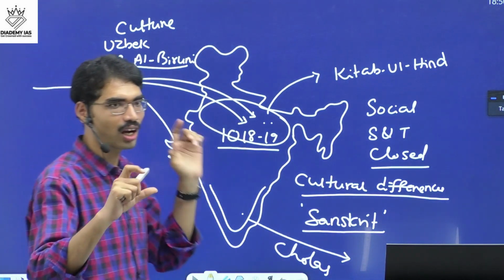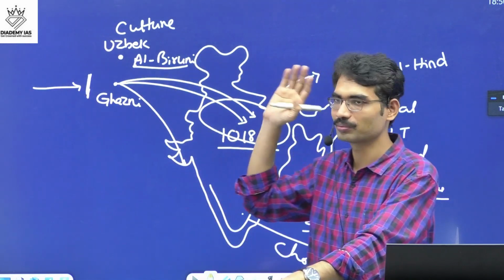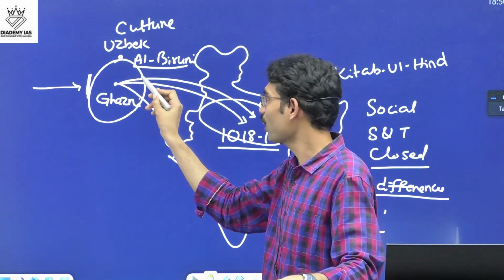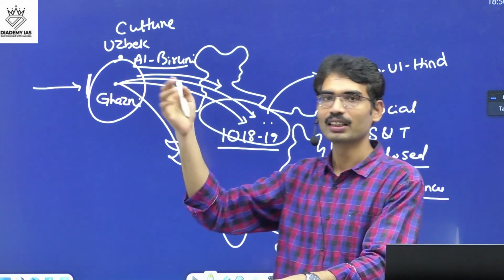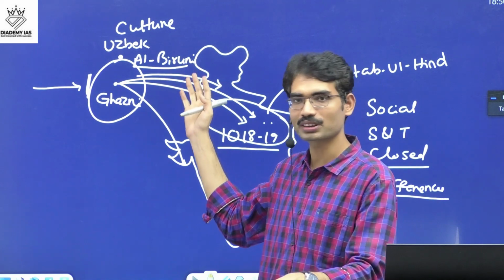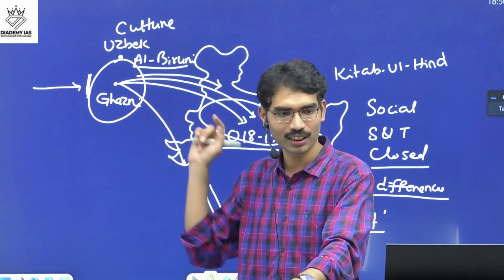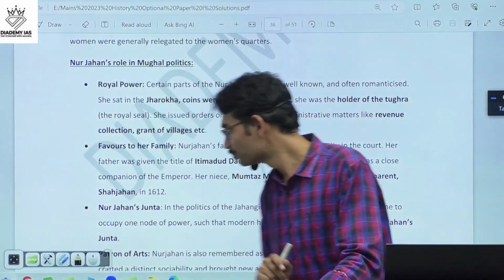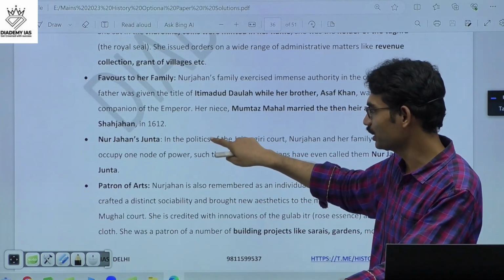Now you have to see how court politics led to the loss of territory. Once this area is under threat, it will immediately affect the mainland. That is why you will see Nadir Shah's invasions, and Ahmad Shah Abdali's invasions after some time. Because once you compromise this area, you will always find invasions. So this is one example. Shah Jahan, Noor Jahan's junta, you will mention it.